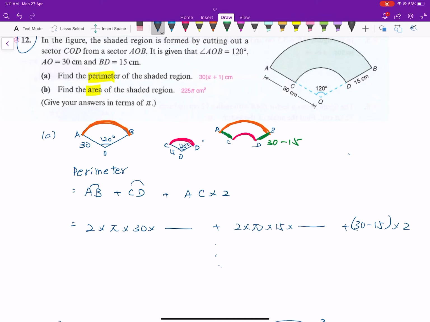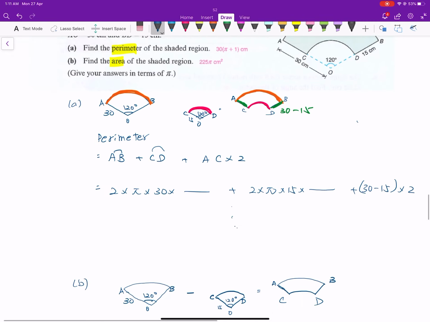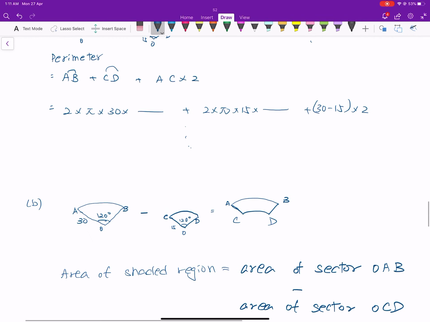For part B, find the area of the shaded region. If we want to find the area of this part, it will equal the area of OAB minus the area of the smaller sector. Then we will find the area of ACDB.